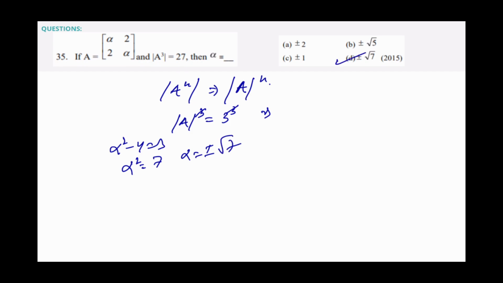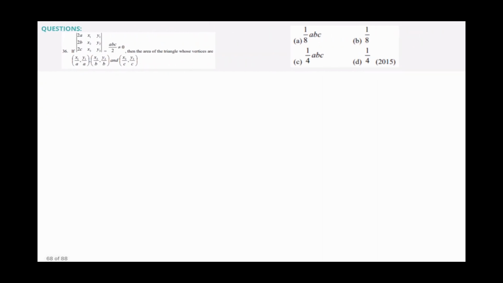That's just the answer. Clear? Simple. Coming to the next, the 36th one. Now here, it's a kind of good question. We can do it mentally also. Let's see. First we'll do the general method.